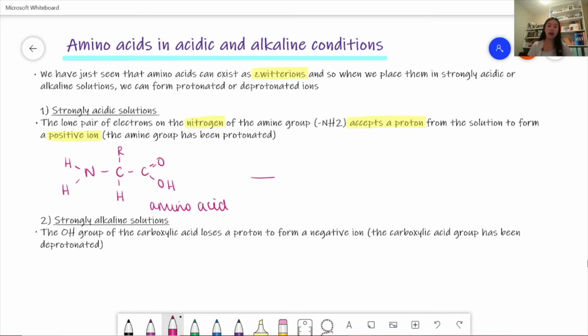And so now when we add it into a strongly acidic solution, this nitrogen accepts another proton. So we have NH3, and this will also be a positive ion because it's accepted that proton, and the rest of it is all the same. So we still have this carbon, and then we still have this carboxylic acid group. So this is our protonated ion.